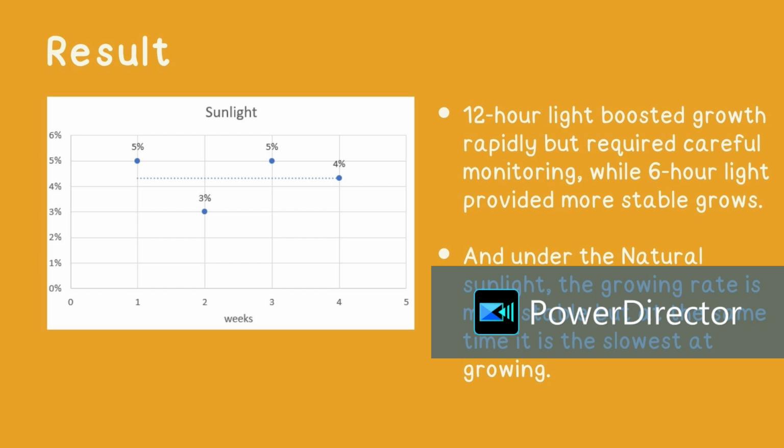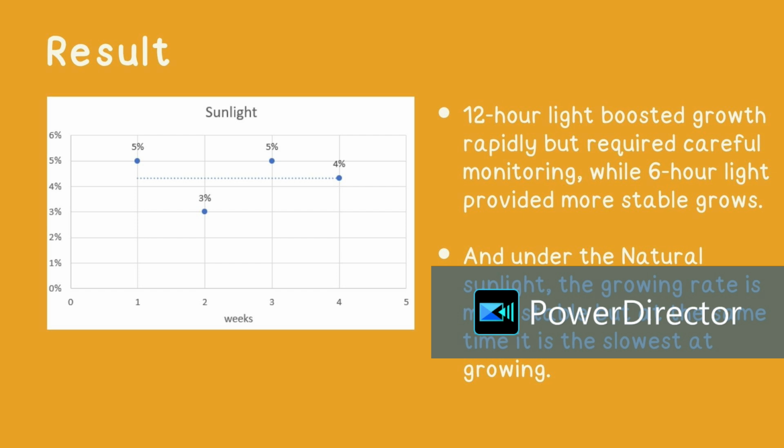In summary, 12-hour light boosts growth rapidly but requires careful monitoring, while 6-hour light provides more stable growth. And under natural sunlight, the growth rate is the most stable, but at the same time it is slow. So first, the 12-hour photoperiod's early growth suggests that silver staghorn ferns can exploit abundant light initially, but the subsequent drop implies a need for adjusted care, perhaps supplemental nutrients or CO2.